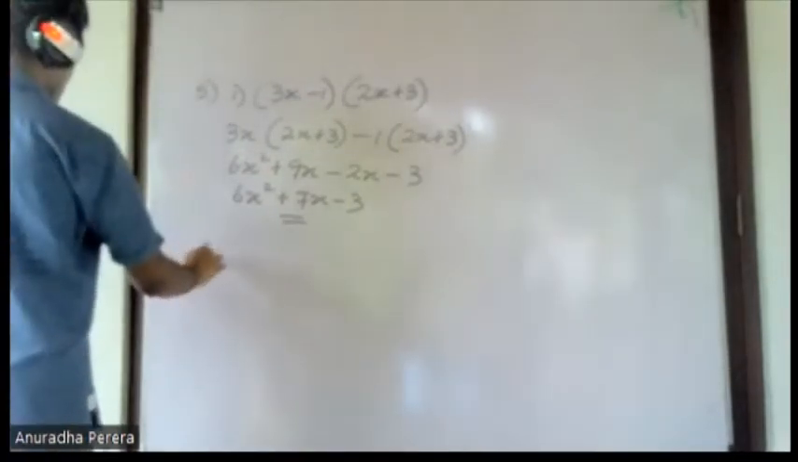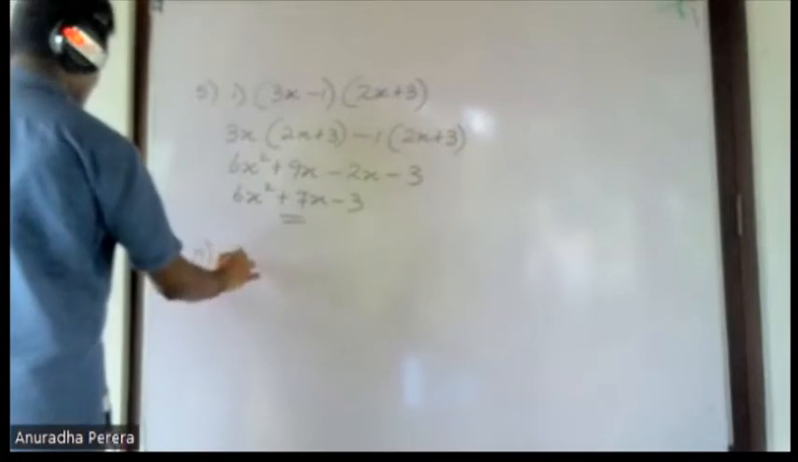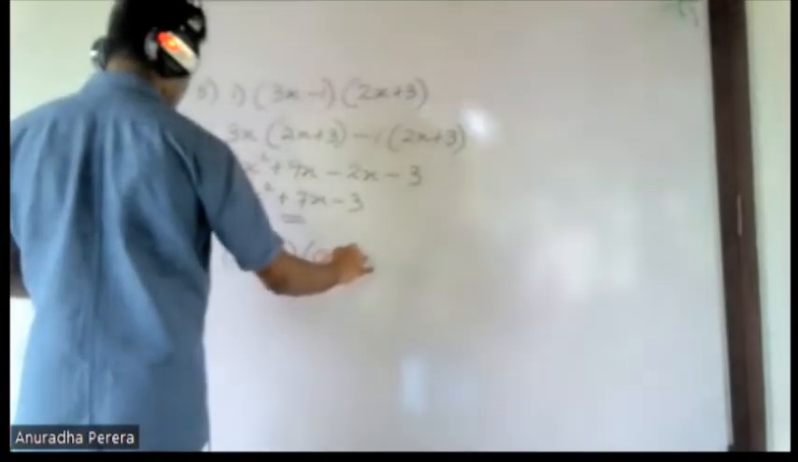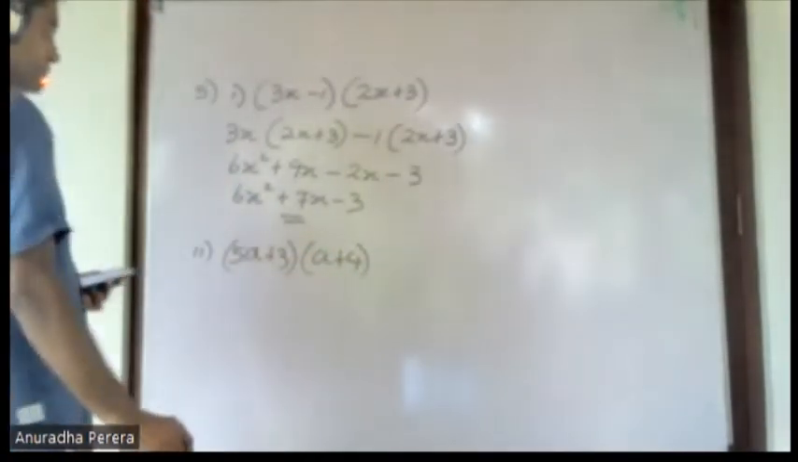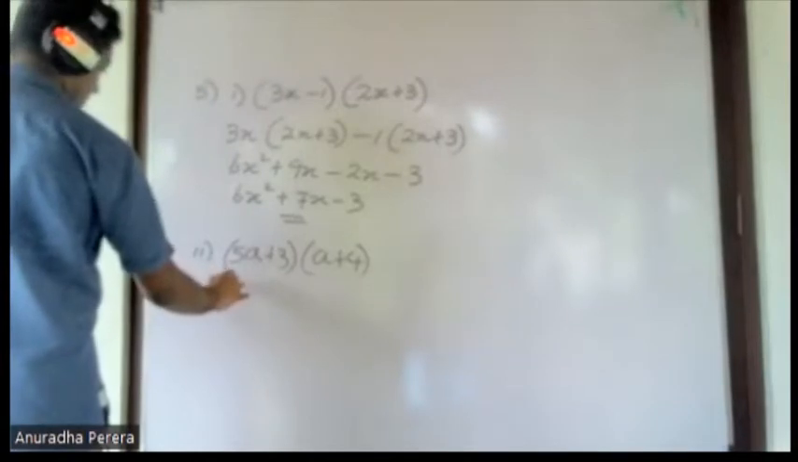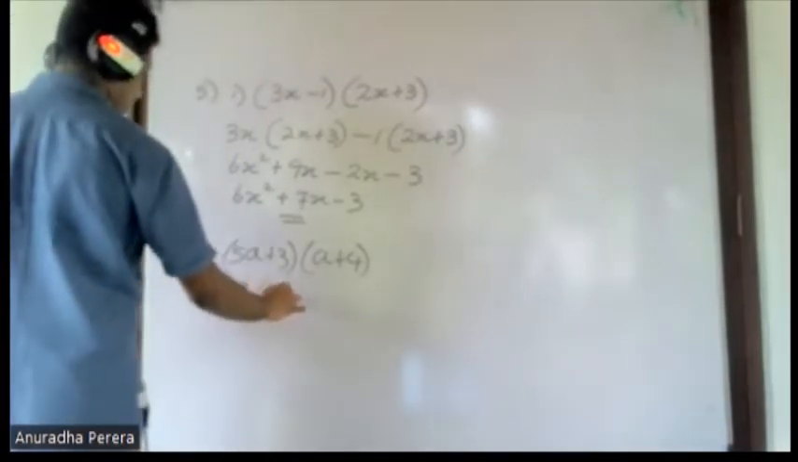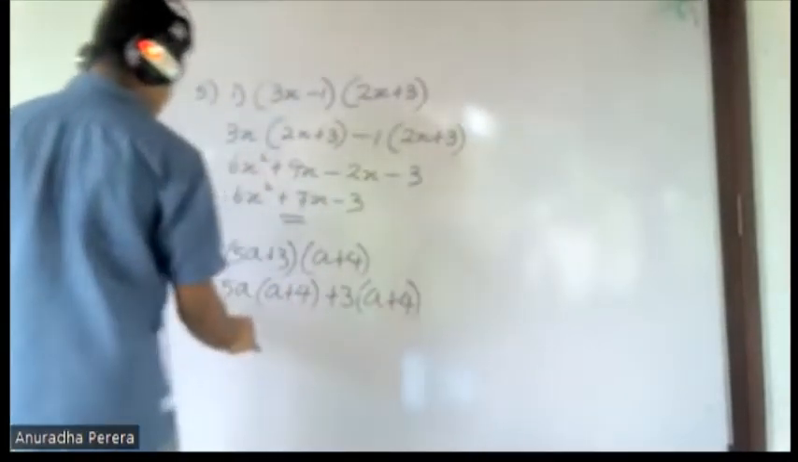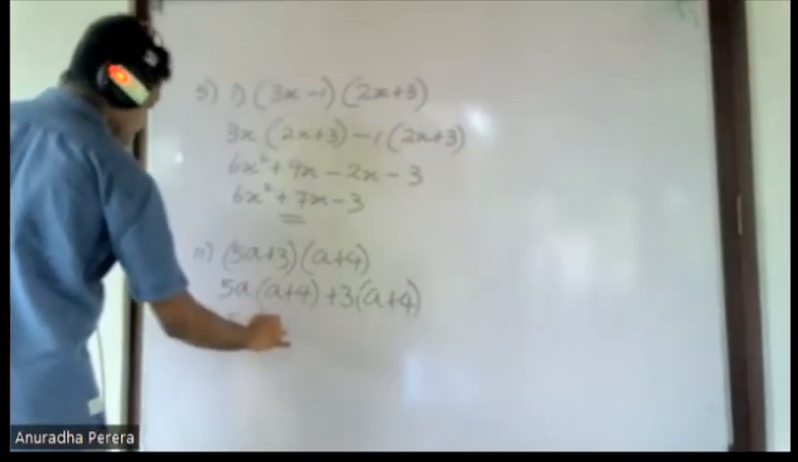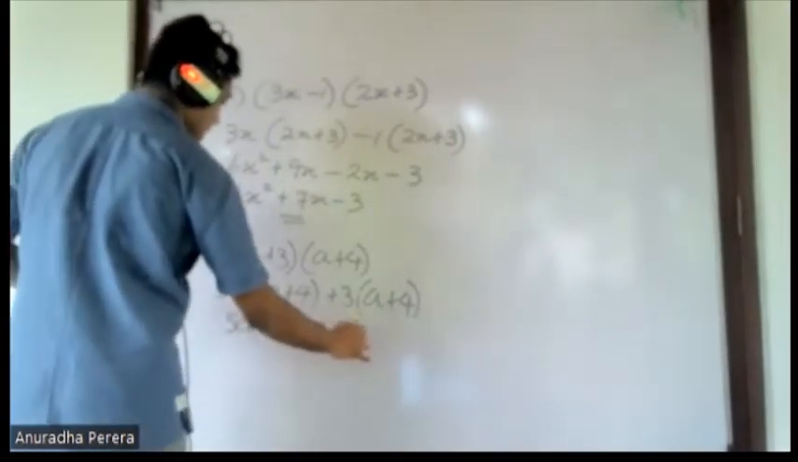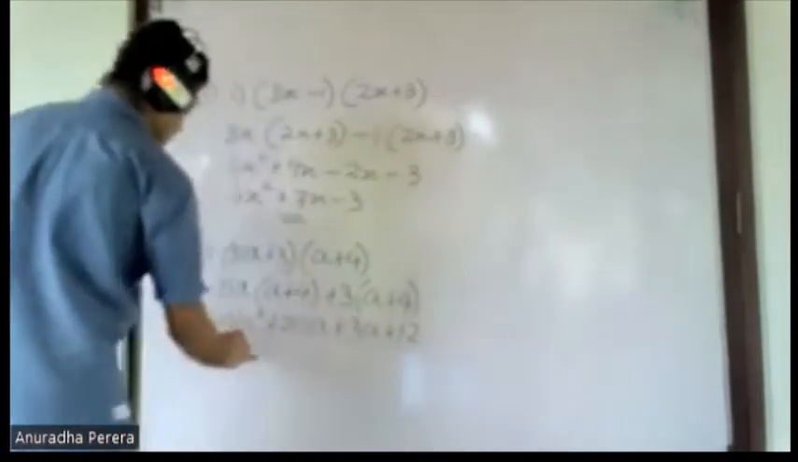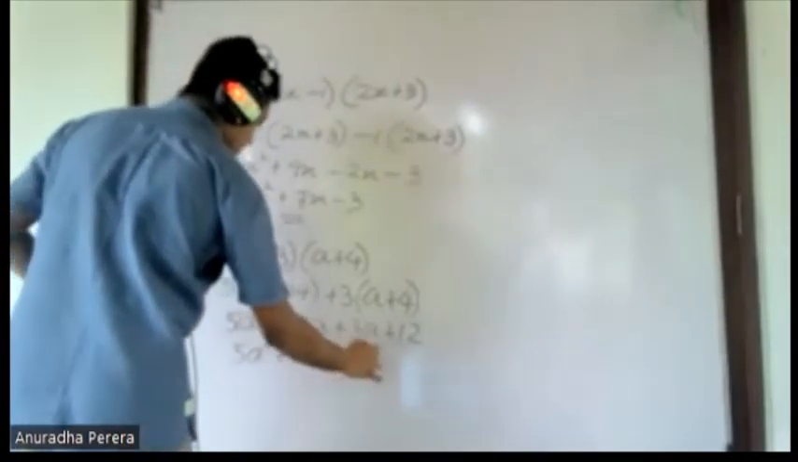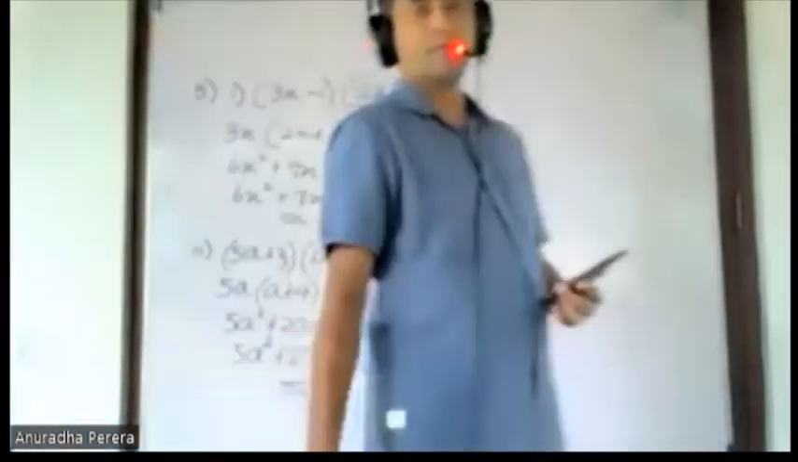Second one, 5a plus 3, a plus 4. 5a times a plus 4, plus 3 times a plus 4. 5a squared plus 20a plus 3a plus 12. 5a squared plus 23a plus 12.